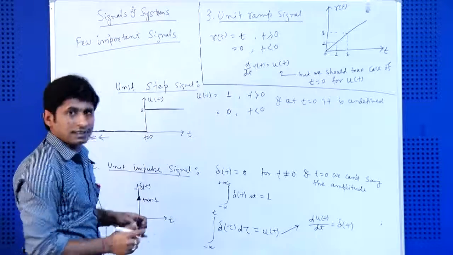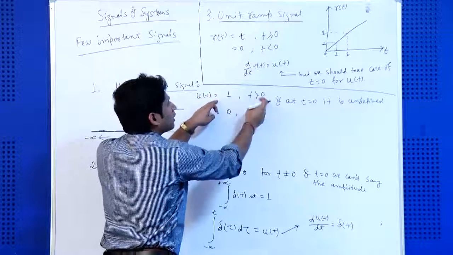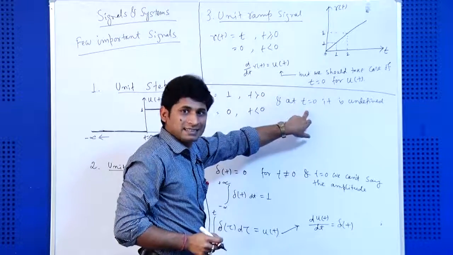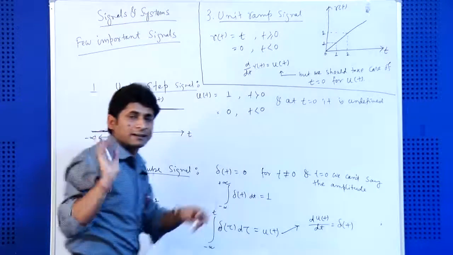So, again I am repeating, u(t) is equal to 1 for t greater than 0, it is equal to 0 for t less than 0, and it is undefined at t equal to 0. At that particular point, t equal to 0, it is undefined.